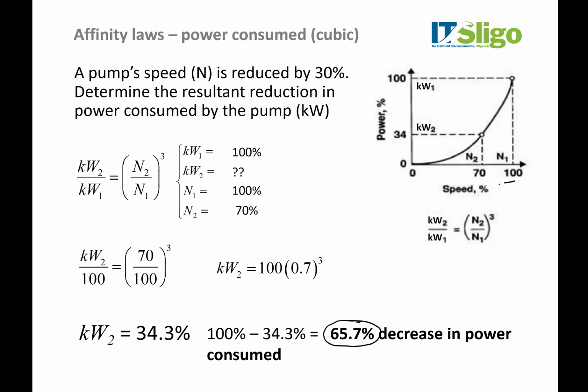So we reduced the speed by 30%. As a result, the flow changed by 30%, the pressure changed by 51%, but the power has dropped by nearly 66%. So you're only paying 1/3 of your fuel bill.